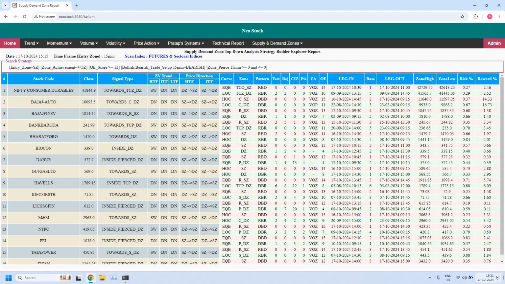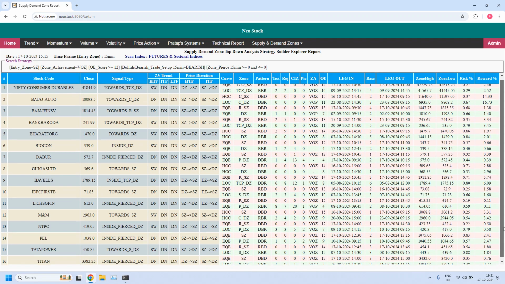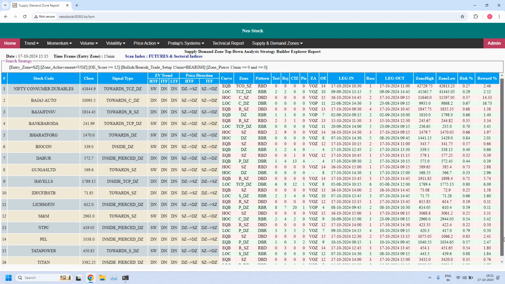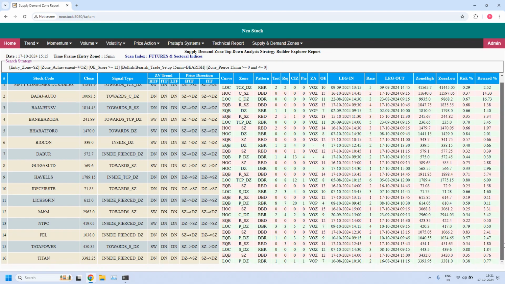We got 16 stocks that are supporting bearish trade setup for daily income trade. That is entry time frame 15 minutes. Zone is supply zone. Scrolling the list. Okay, now let's verify how many of these stocks are having high probability setup. That means LTF and ITF supply zone confluence.